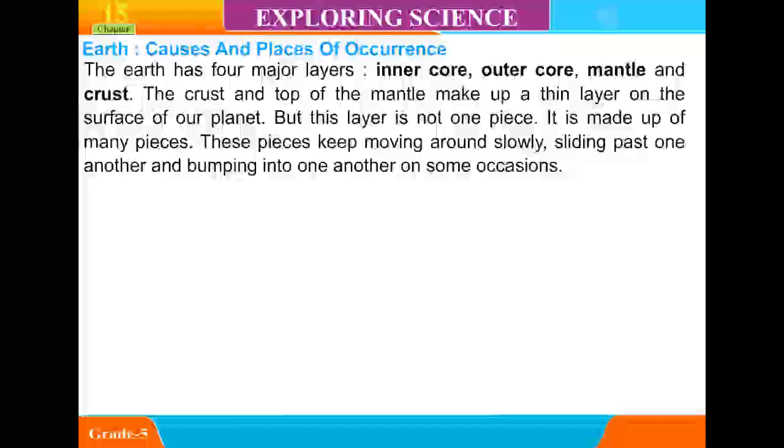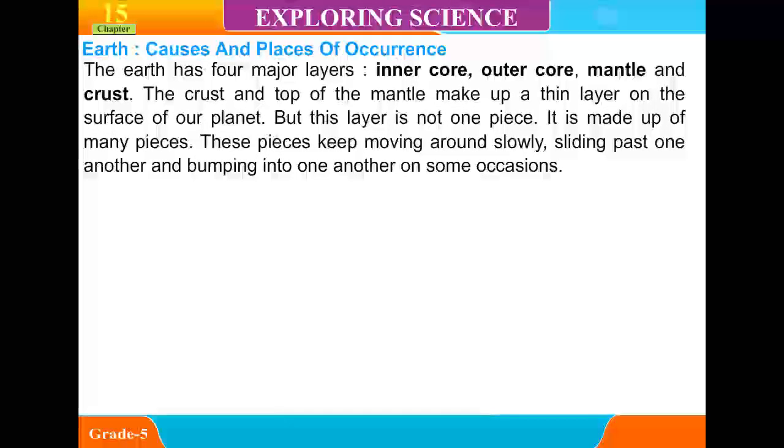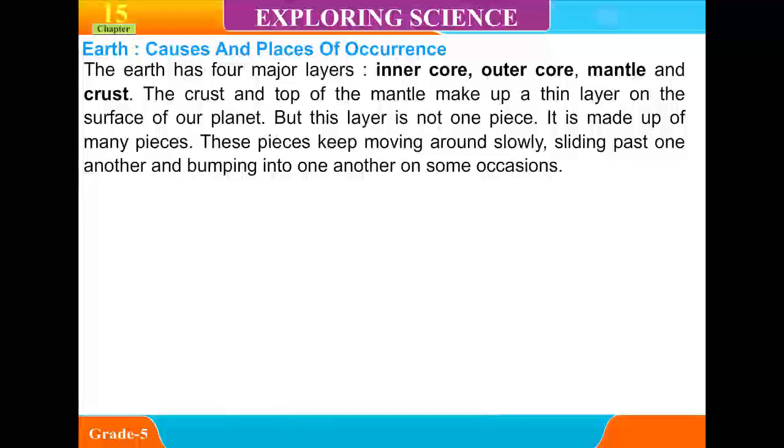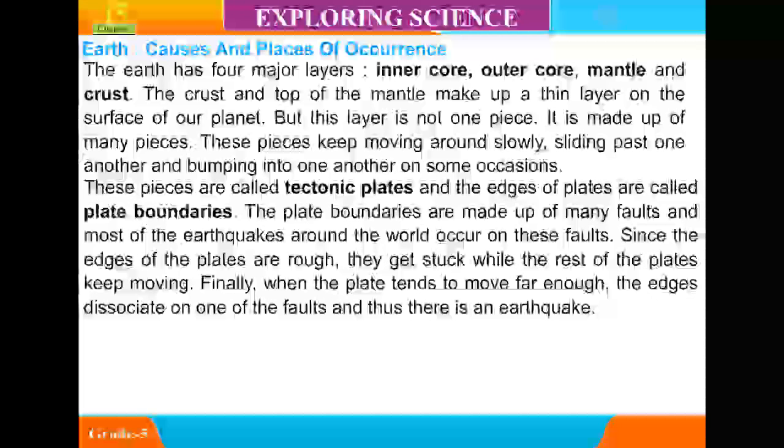The earth has four major layers: inner core, outer core, mantle, and crust. The crust and top of the mantle make up a thin layer on the surface of our planet. But this layer is not one piece. It is made up of many pieces. These pieces keep moving around slowly, sliding past one another and bumping into one another on some occasions. These pieces are called tectonic plates, and the edges of the plates are called plate boundaries.